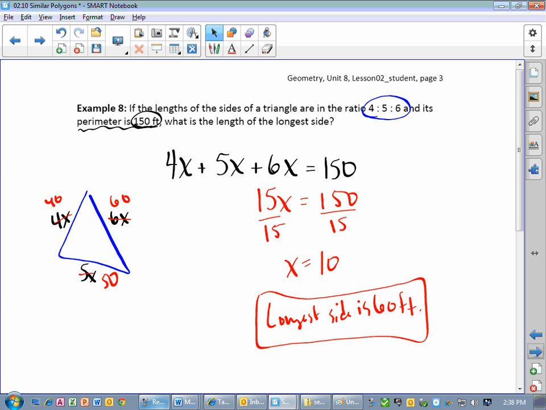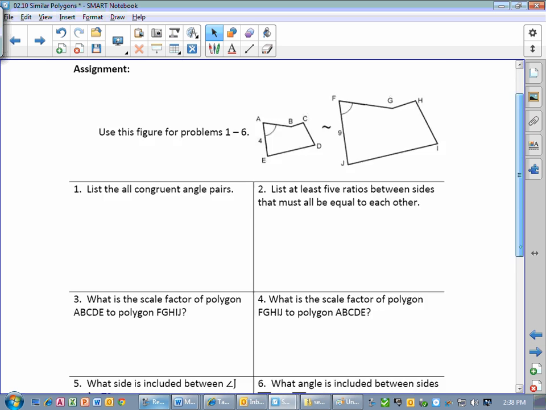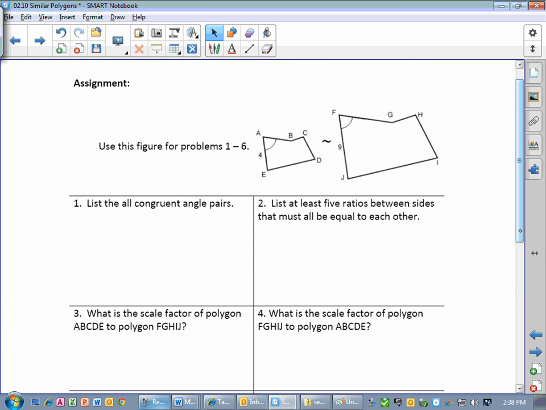Okay. So there are 17 problems. None are super long. You've got the remainder of class to work on them. We'll be having a quiz tomorrow over ratio and proportion, which is Friday, and then over this assignment today. Oh, no. Okay.